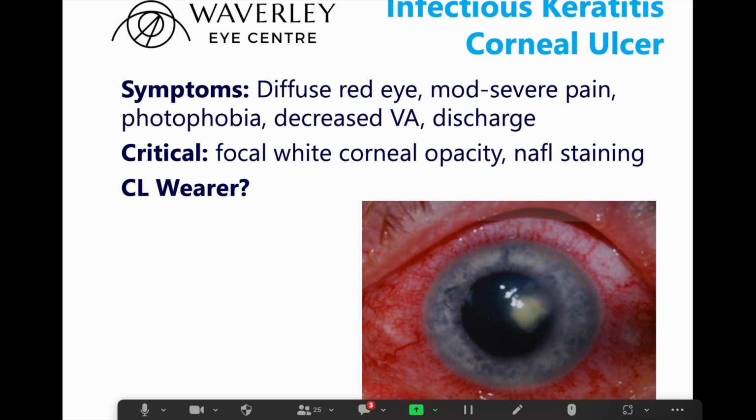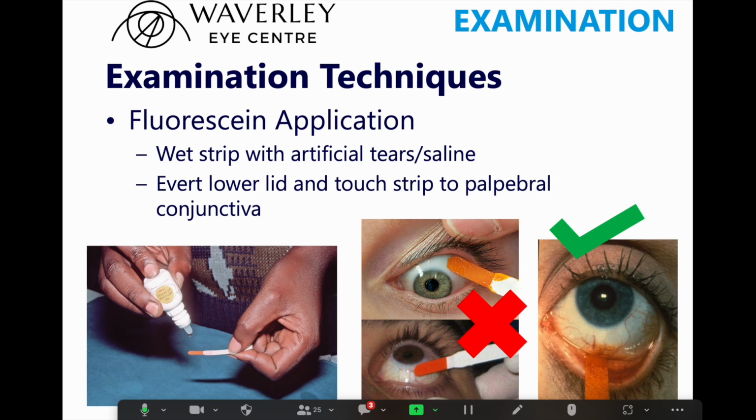So when you see this on the eye, and you don't need much magnification to see this, and they are contact lens wearers, you want to be very, very careful.